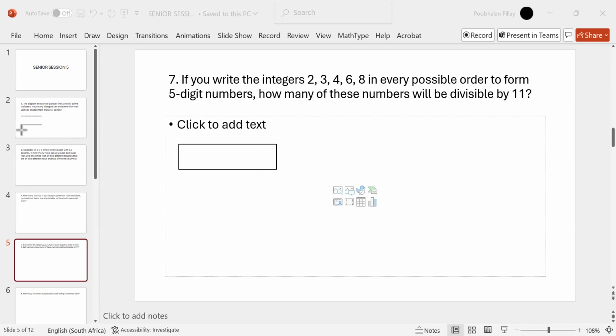But having sorted that out, now we have to put these 5 numbers into this box so that the alternate numbers, when you subtract them, give you either 0 or 11 or 22. It must be a multiple of 11. Okay, so I have to group these.